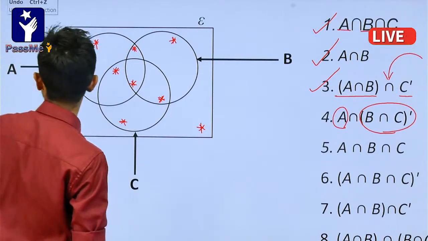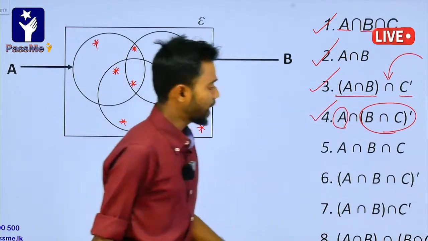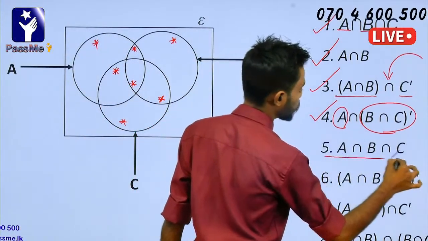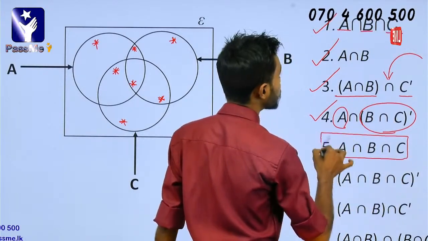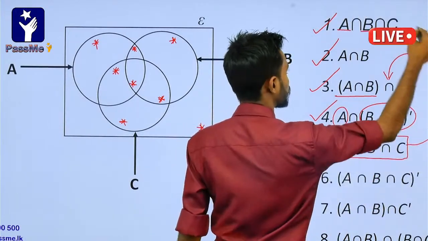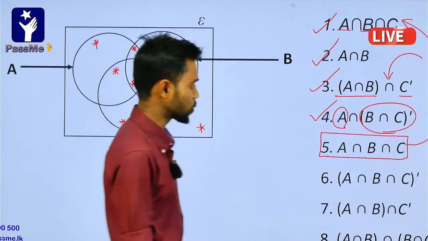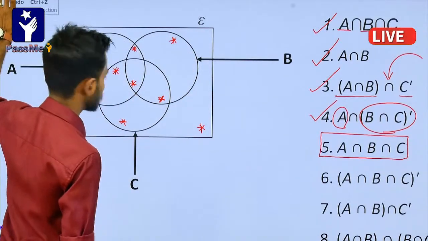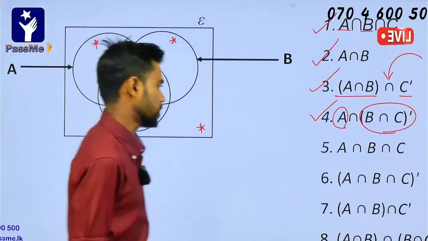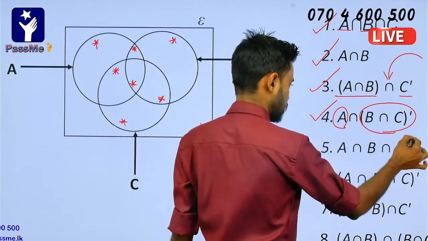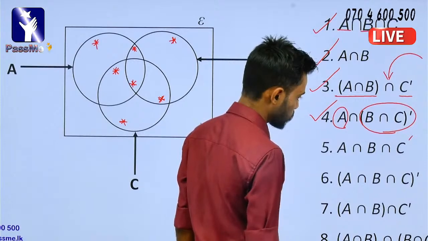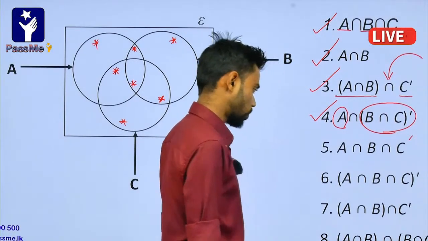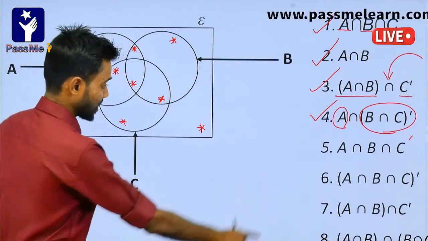Okay, we'll proceed to the next one. Question number 5. A intersect B intersect C. Here also it is the same as this one, so I am not going to discuss it. But if I change this question, something like this, you should also be able to complete it as well.